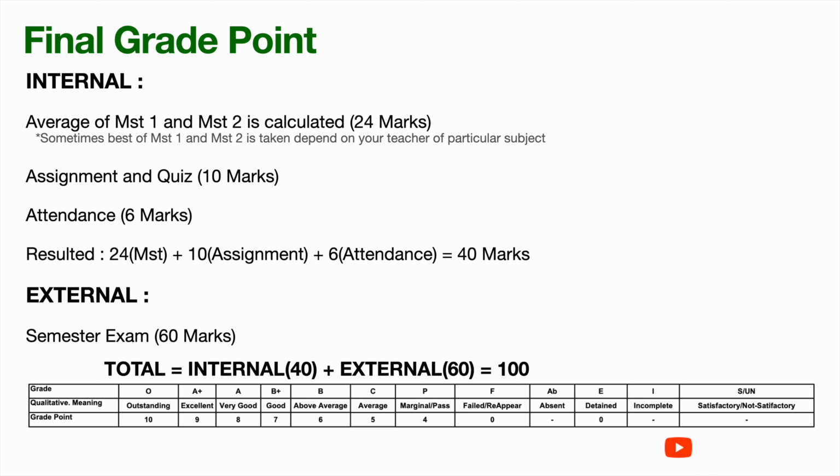If you have O, that is outstanding, you have 10 grade point. For A plus, excellent, 9. A, very good. And the same for B plus, B, C. P for marginal pass, like if you have scored 24 marks out of 60. The failed or reappear, if you have failed in semester exam, then you will be considered as failed.